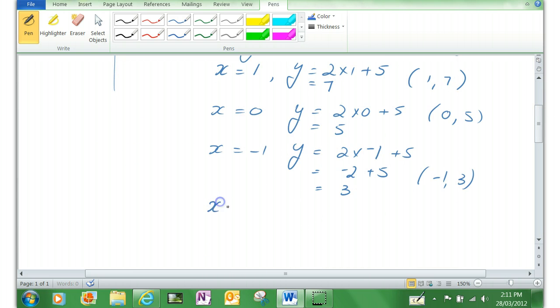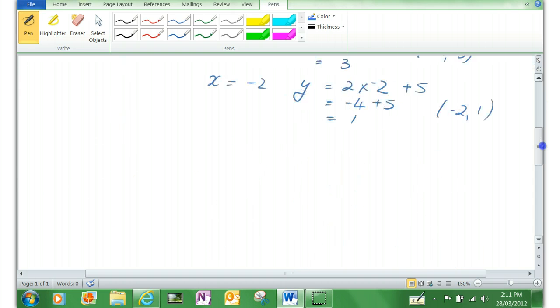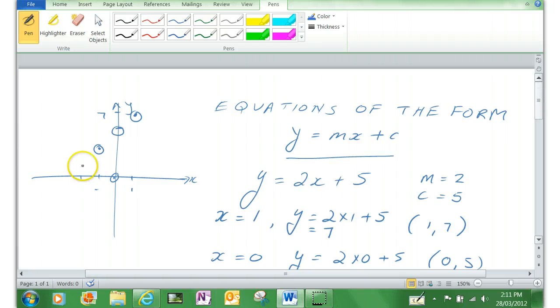Okay. Let's put in x equal to negative 2. Y will be 2 times negative 2 plus 5, which is negative 4 plus 5, which is positive 1. So the point negative 2, 1 also satisfies this rule. Negative 2, 1. Okay, that'll be about there. Now what you can see is that all of these points form a straight line.